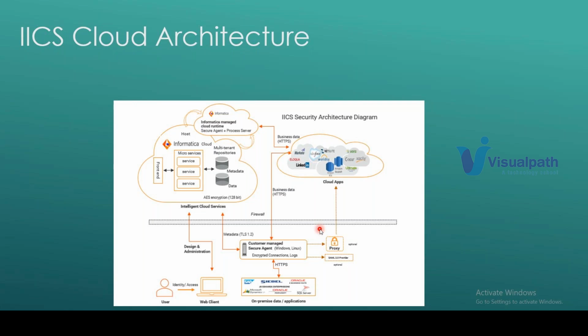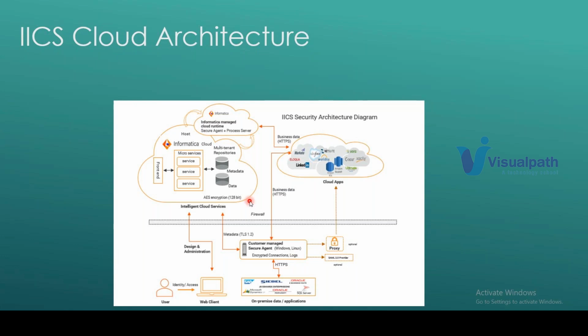But in Informatica Cloud, it doesn't work that way. Informatica Cloud is where you have the data stored in a repository, and everything is happening over the cloud, right? When you insert your data or when you update your data, when you do a lot of things, your metadata gets exchanged to multi-tenant repositories. So the customer managed secure agent would help you to communicate your tasks, which would send that information to the repositories for the respective tasks that you're running.